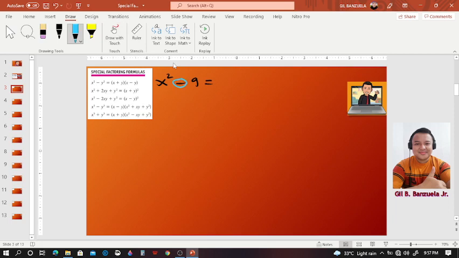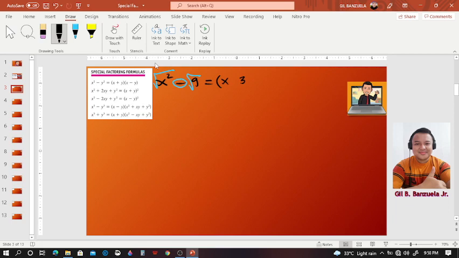Pwede na nating sabihin na, this is using difference of two squares. So, gumagamit siya ng difference of two squares, no? Hindi yun palaging ganon. So, we have to check how. So, how? That's the question, Sir Hill. How? So, let's get the square root of both first term and the second term. So, what is the square root of x squared? Of course, we have x. And what is the square root of 9? So, we have 3. Diba?